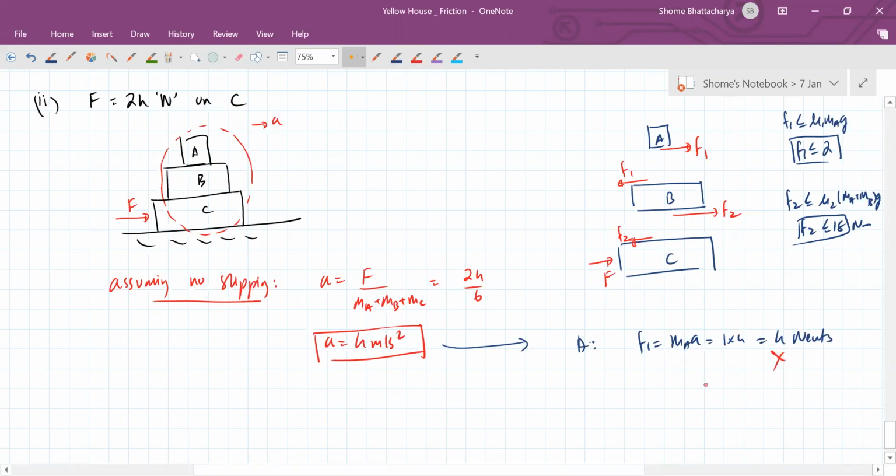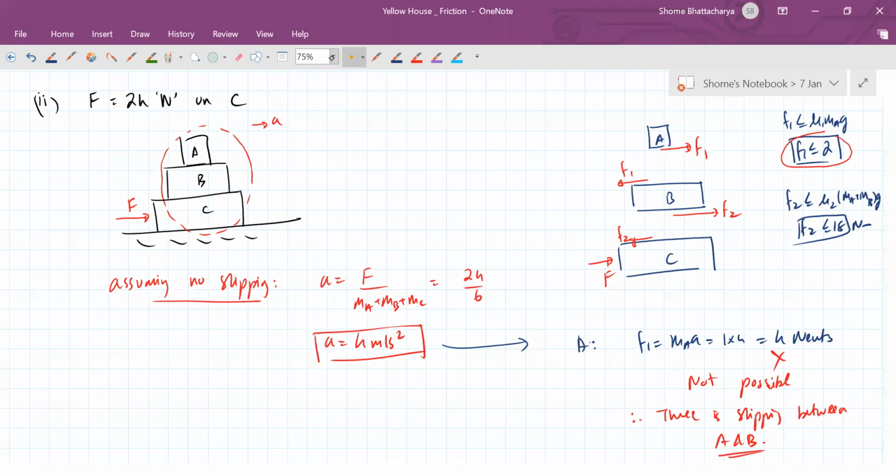It's not possible because the maximum available friction is only 2 newtons. Okay. So therefore, there is slipping between A and B.